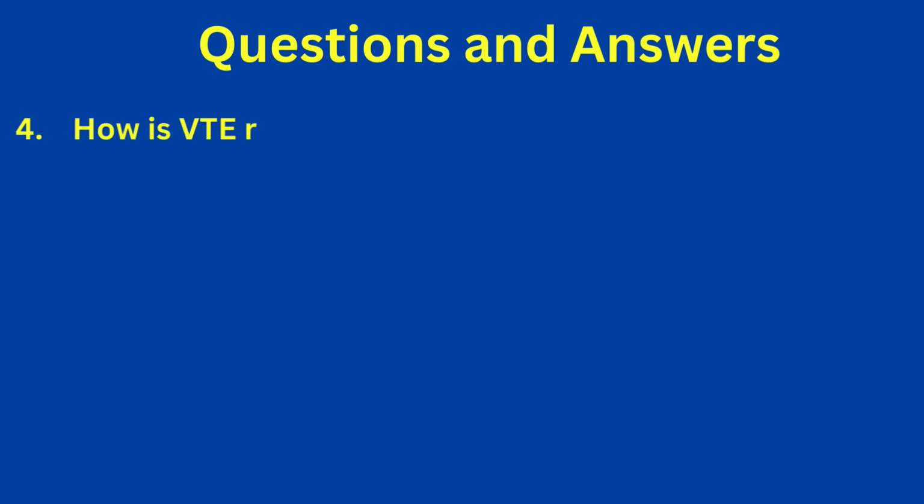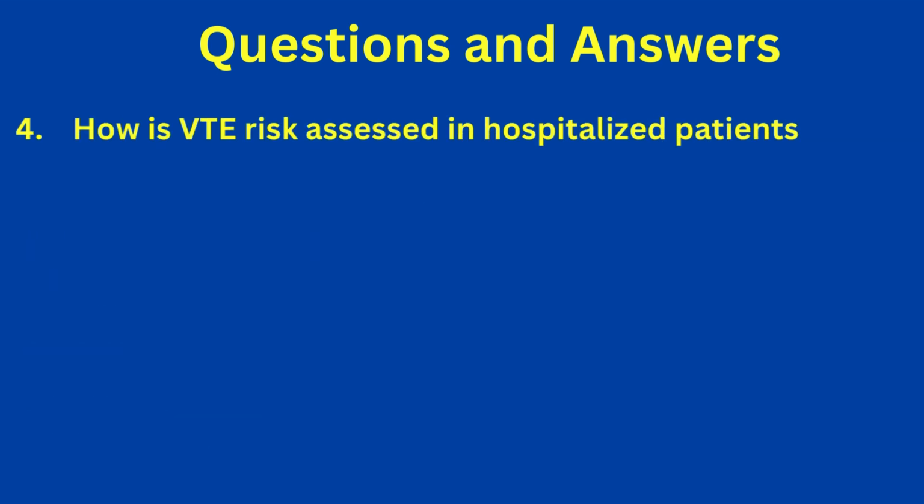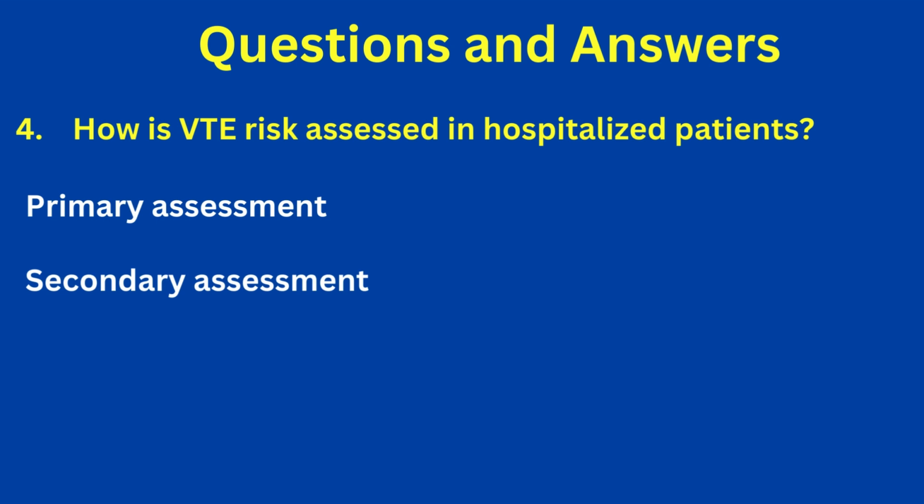Question 4. How is VTE risk assessed in hospitalized patients? VTE risk assessment involves evaluating a patient's medical history, current medical condition, and specific risk factors for VTE and bleeding. This assessment is typically done upon admission and reviewed by a senior clinician within 24 hours, with reassessments if the clinical situation changes.